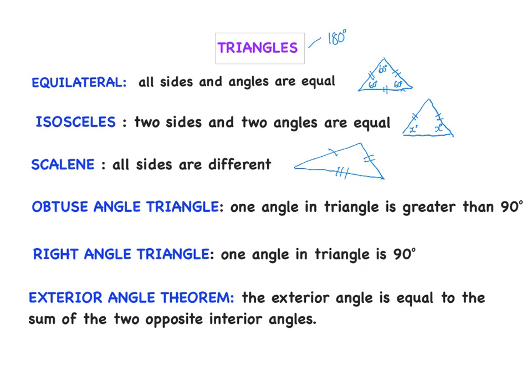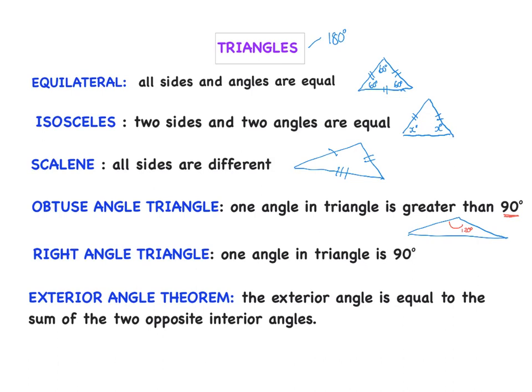If you have an obtuse angle triangle, it just means one of the angles in that triangle is bigger than 90. So they often look like something like that. So here you'll see this angle in here. So I might say that's 120. So that's bigger than 90. So that's an obtuse triangle.